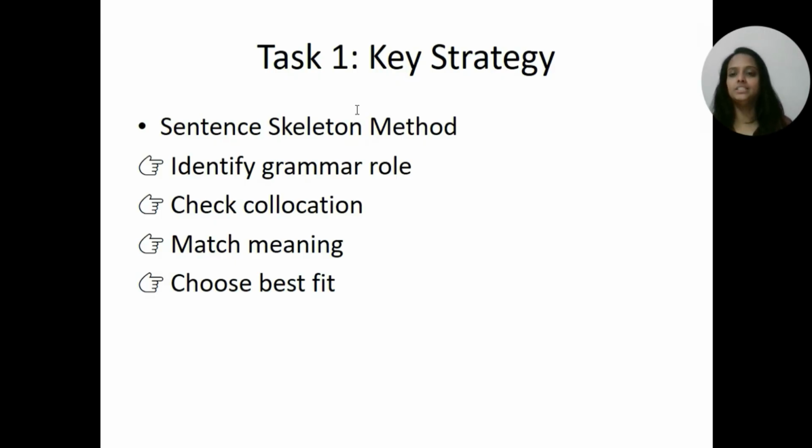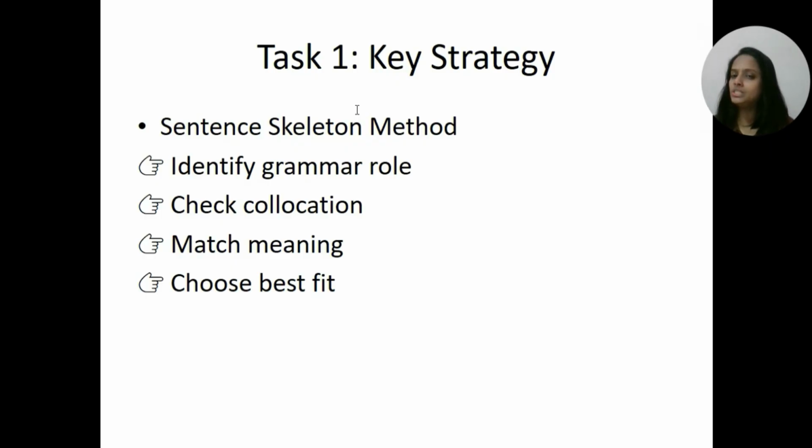For example, if the sentence says the committee was reluctant to dash the proposal without further evidence, even before you check options, the skeleton tells you this blank needs a verb, and not just any verb. A verb that logically fits with proposal and without further evidence. So now you're not choosing randomly, right? You are choosing with structure. So that's why this is called the sentence skeleton method. You first rebuild the bones of the sentence and then you insert the word that completes it naturally.